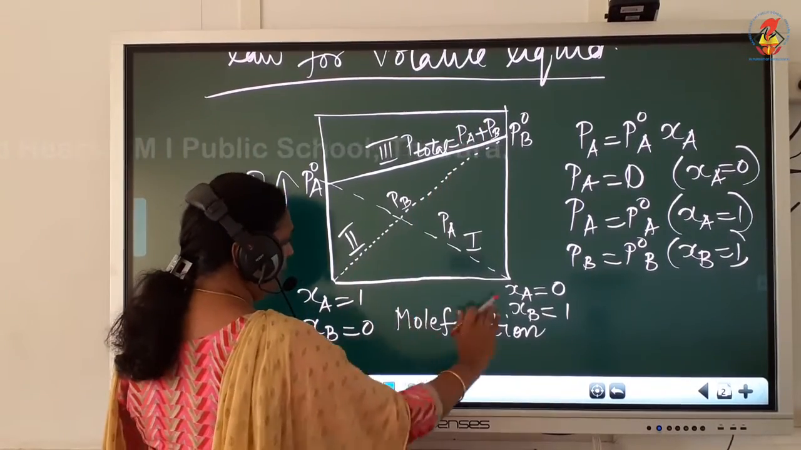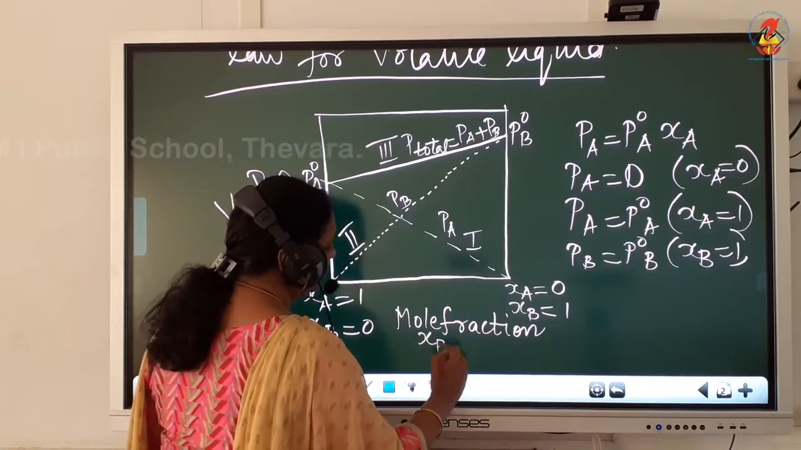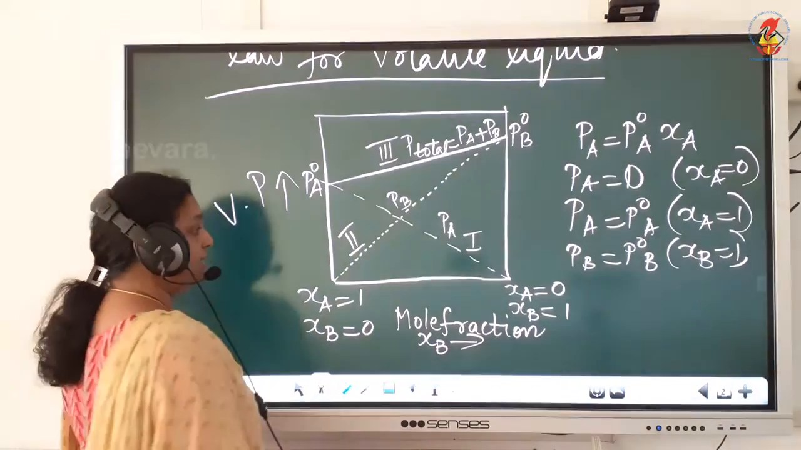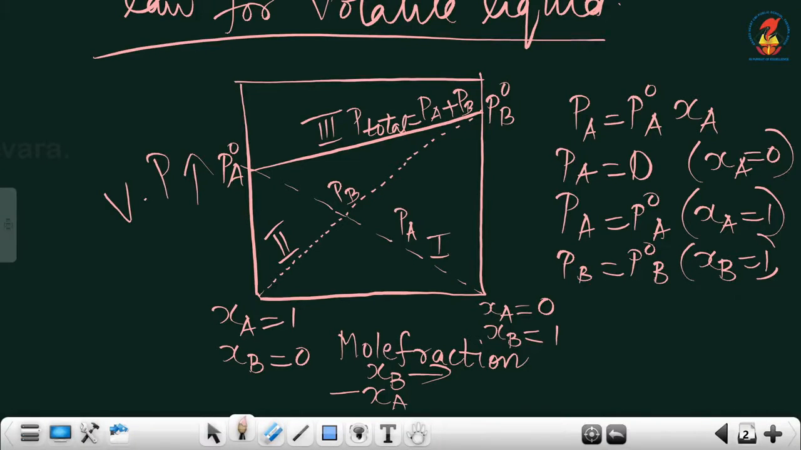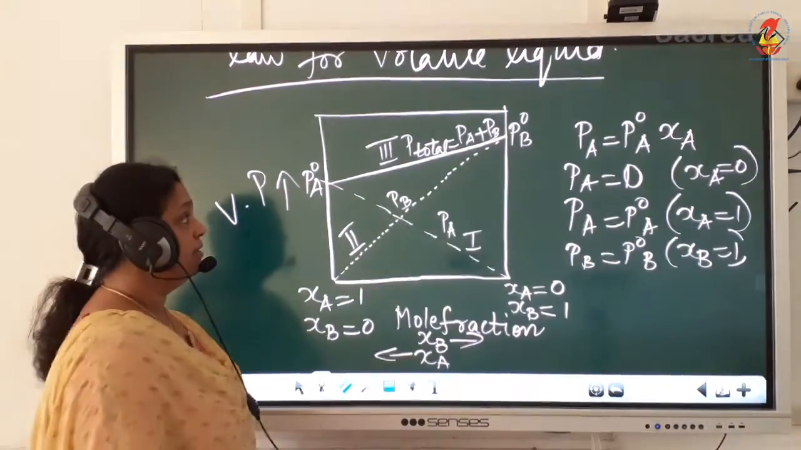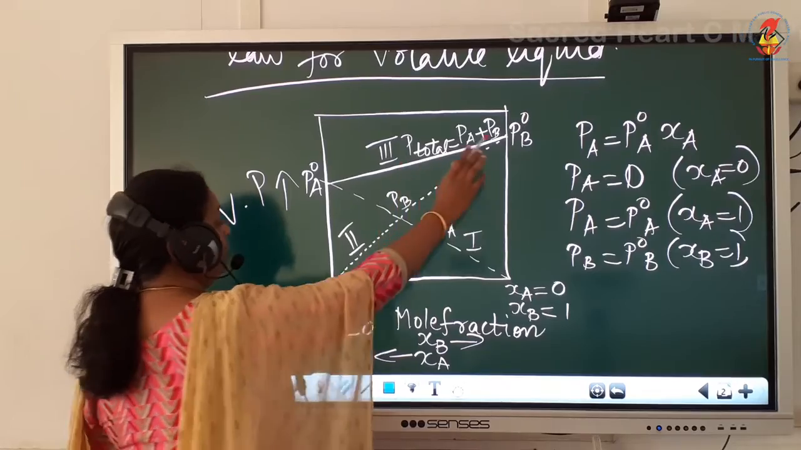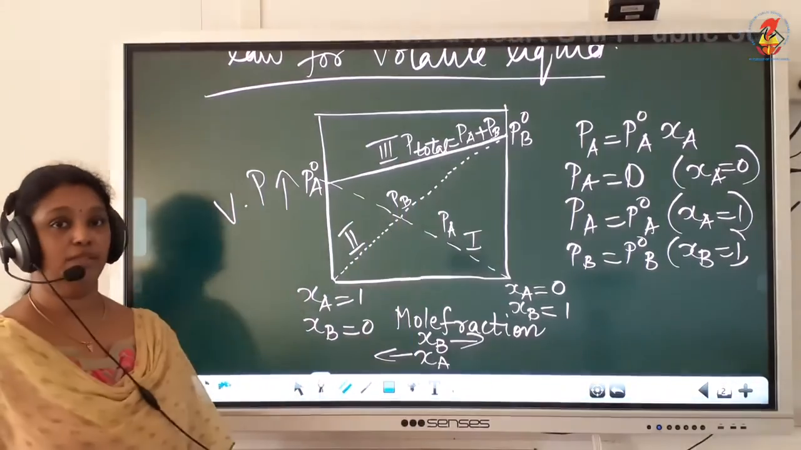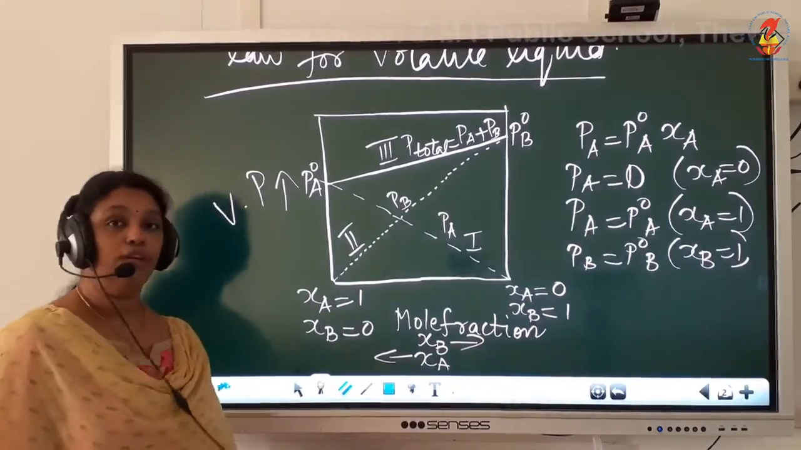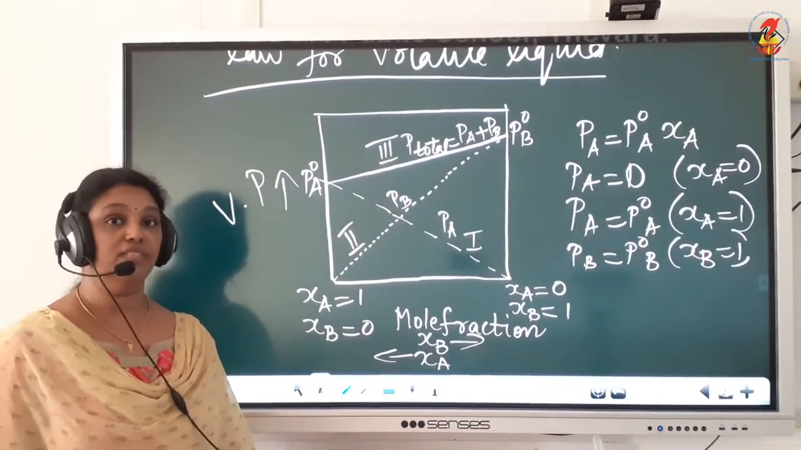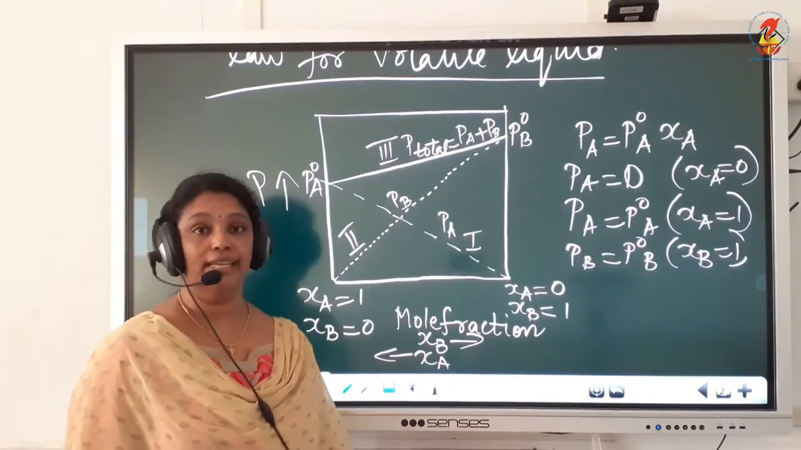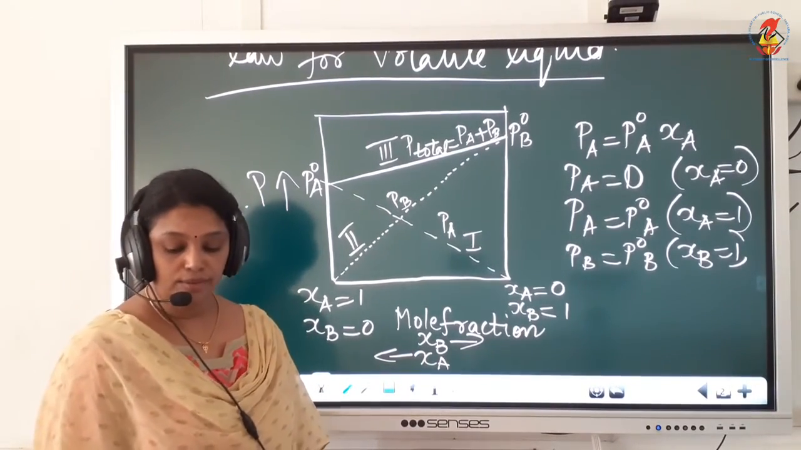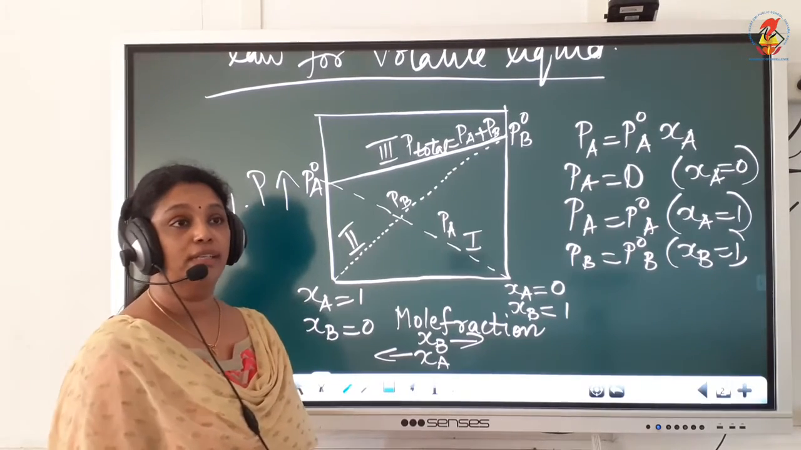The mole fraction XB will be in this direction and XA will be in this direction, as we drew the graph. By looking at the graph, we can see that component B is more volatile than component A. So the maximum value of P total is P0B and the minimum value is P0A. This is the graph for Raoult's law for a volatile liquid, meaning both solute as well as solvent are volatile.